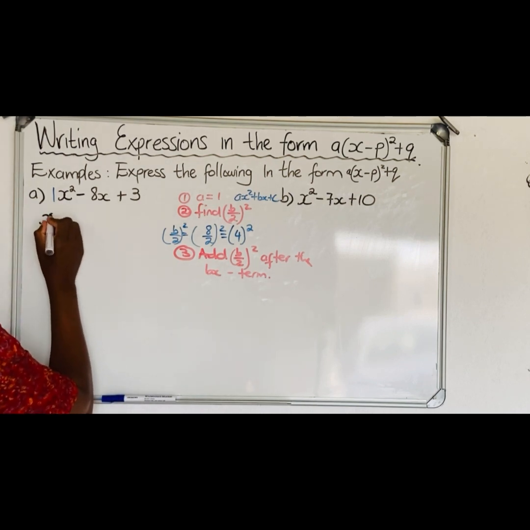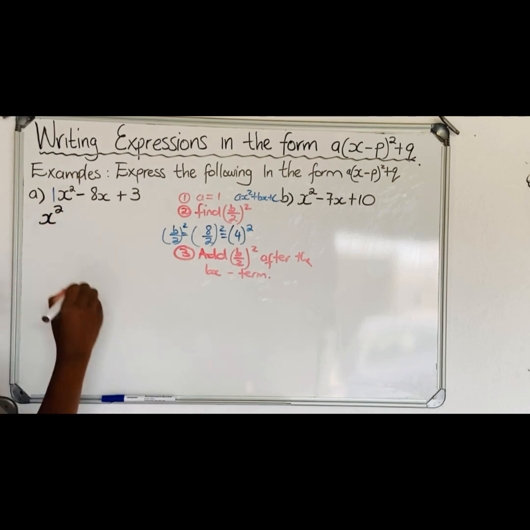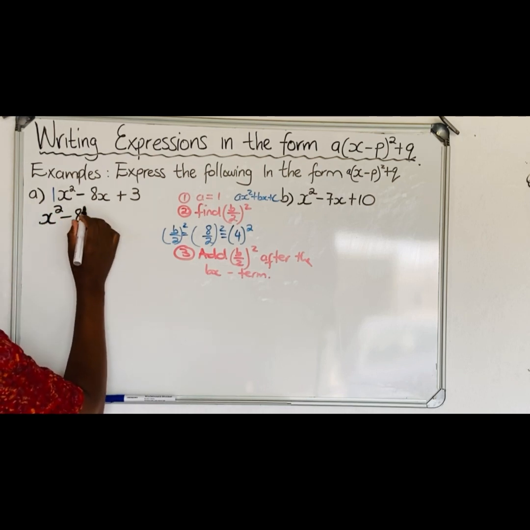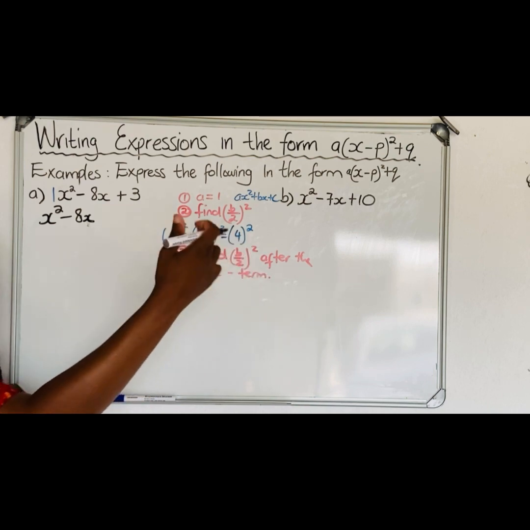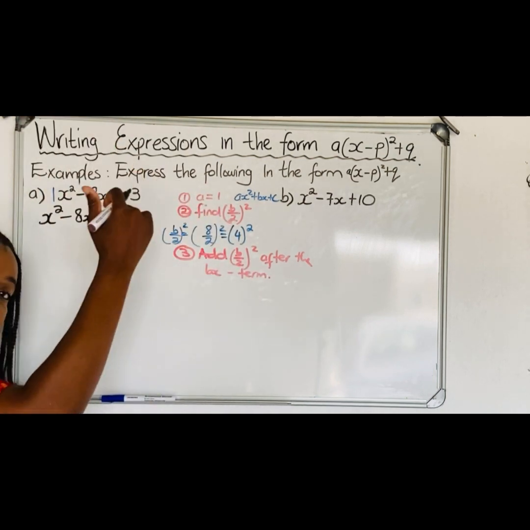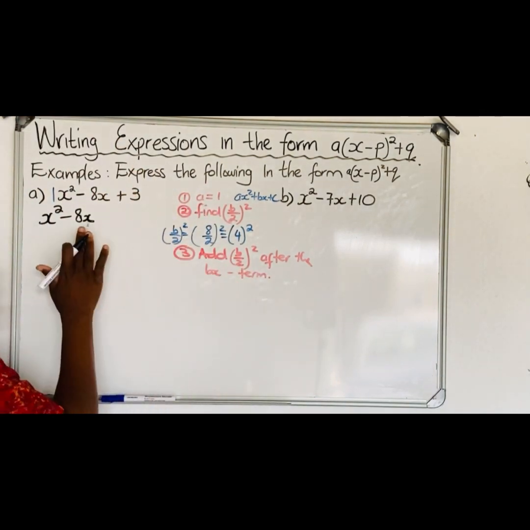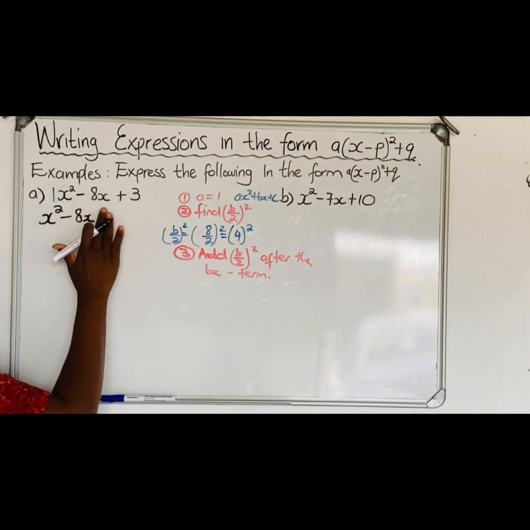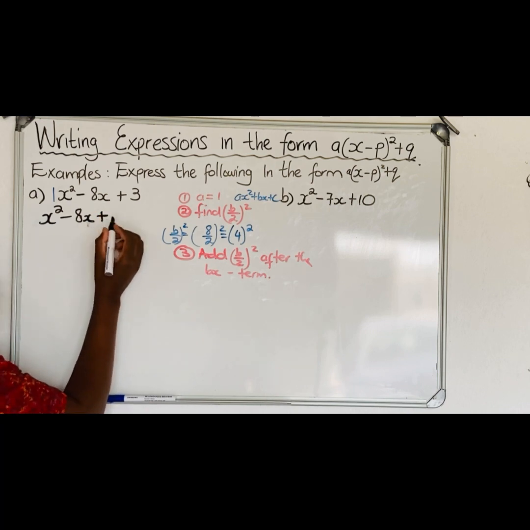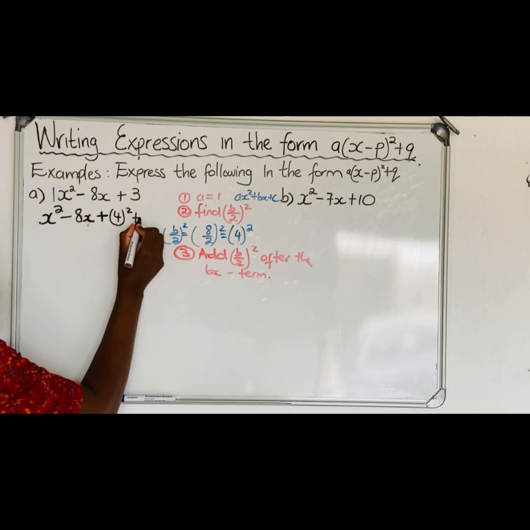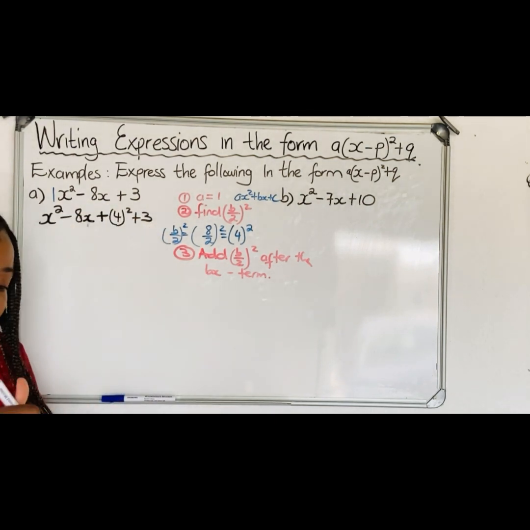The third step is saying we are going to write the first term as it is. We are going to write our second term as it is. And we are told to add our B over 2 that we have found in the second step. We now add it after the bx term. Which one is our bx term in this case? This one. So we are going to add our B over 2, which is our 4 squared. And then we continue with our C term. And that also completes the third step.